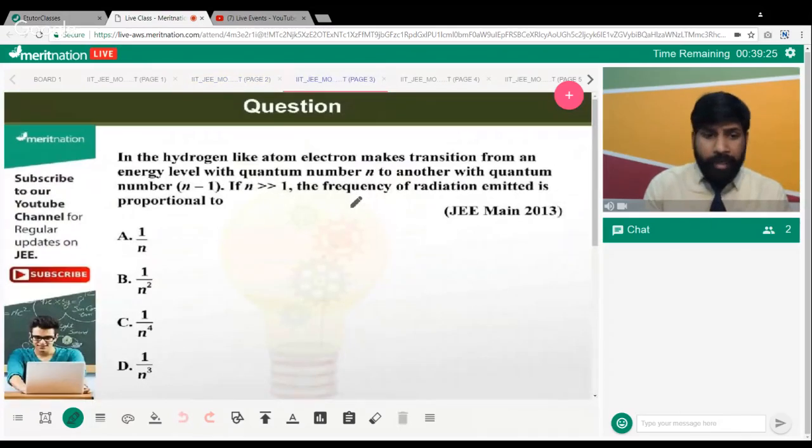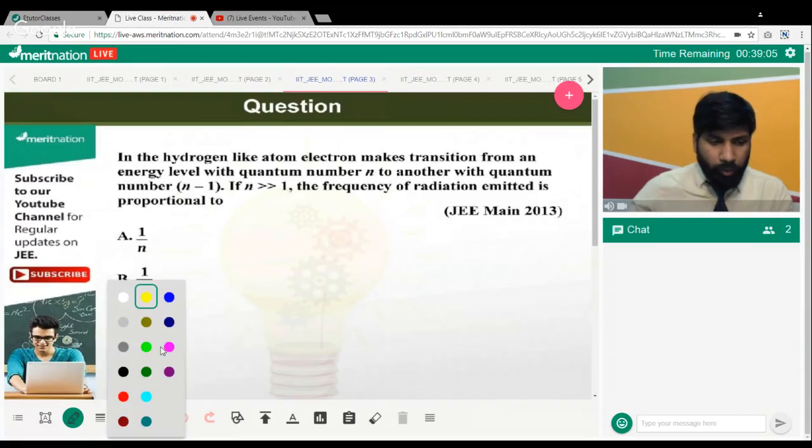In a hydrogen-like atom, an electron makes a transition from an energy level with quantum number n to another with quantum number n minus 1. If the frequency of radiation emitted is proportional to what? So we need to check here. Basically, frequency is either proportional to n square or something else.